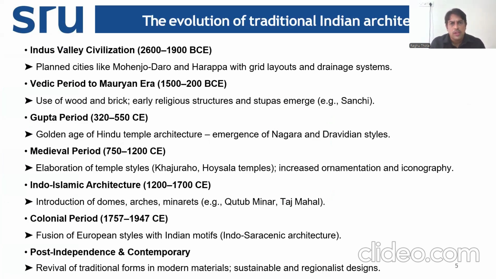So what is the evolution of traditional Indian architecture, and when did it start? I have already mentioned, if we talk about Indian architecture, we have to start from the Indus Valley civilization, which runs from 2600 to 900 BC. It is very famous for planning cities and drainages. Mohenjo-daro, Harappa, grid layouts and drainage system are very famous in the Indus Valley civilization. You are well aware of Mohenjo-daro and Harappa. You might have studied them in social studies and history during your school times.